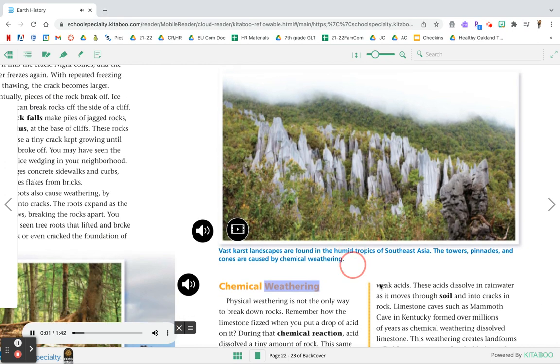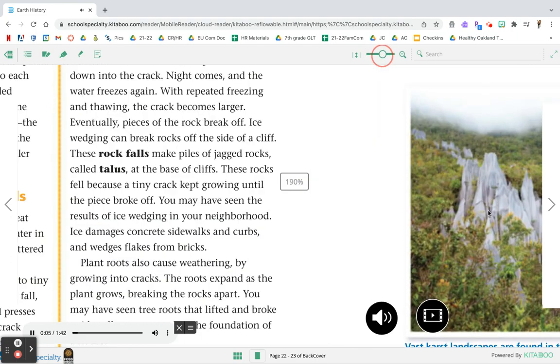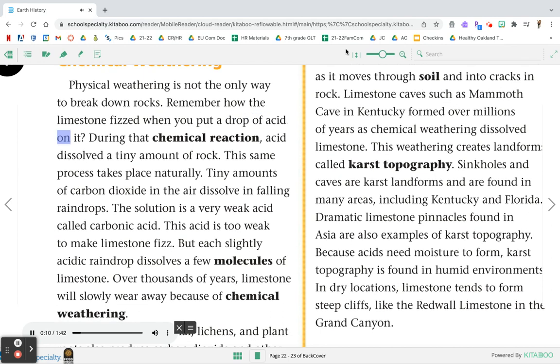Chemical weathering. Physical weathering is not the only way to break down rocks. Remember how the limestone fizzed when you put a drop of acid on it? During that chemical reaction, acid dissolved a tiny amount of rock. This same process takes place naturally. Tiny amounts of carbon dioxide in the air dissolve in falling raindrops.